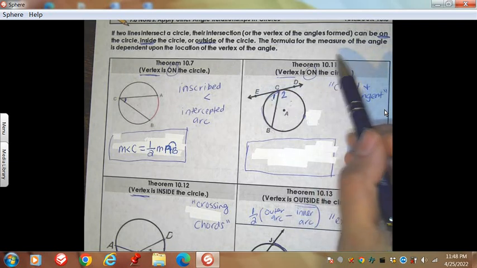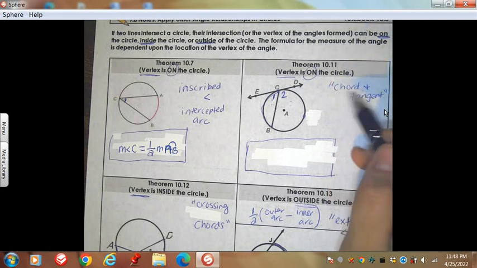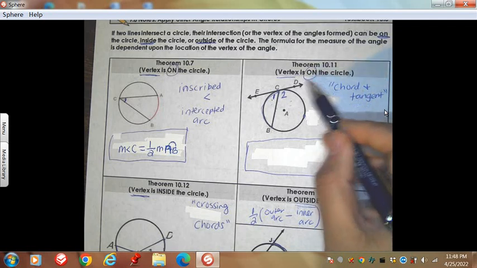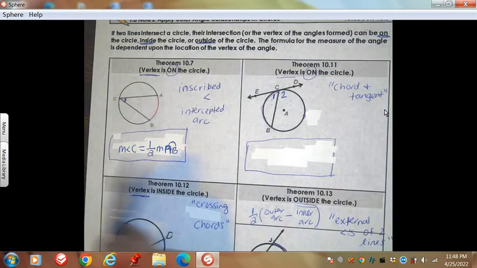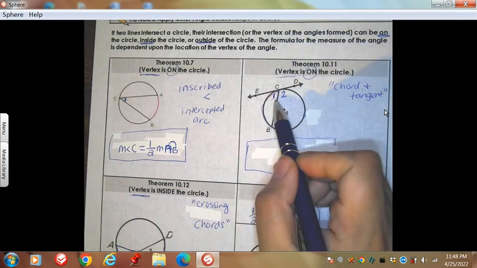Instead of trying to remember the theorem numbers, like, oh, this is theorem 10.11 or theorem 10, whatever, it's easier just to memorize it with the little description. Okay, so here's what this description says. It's still on the circle, so it's got to have this exact same formula. But let's look at how it applies here because the diagram looks a little different.